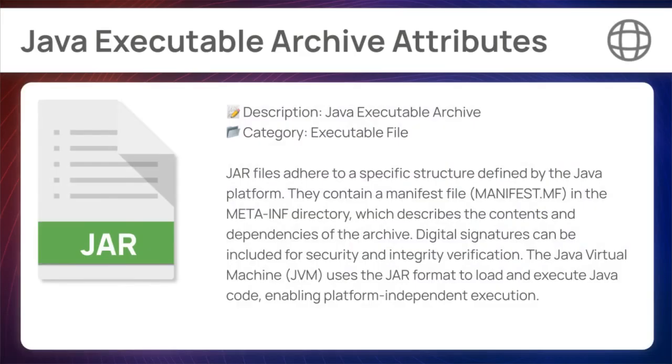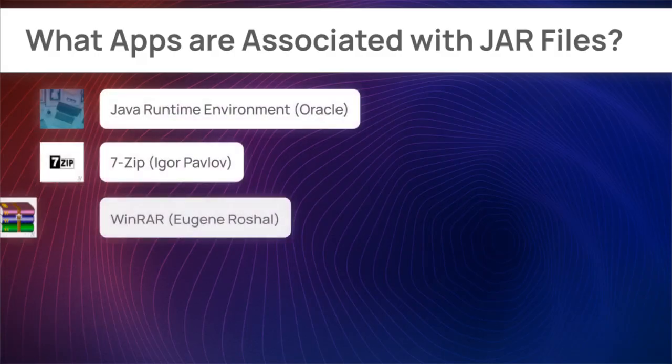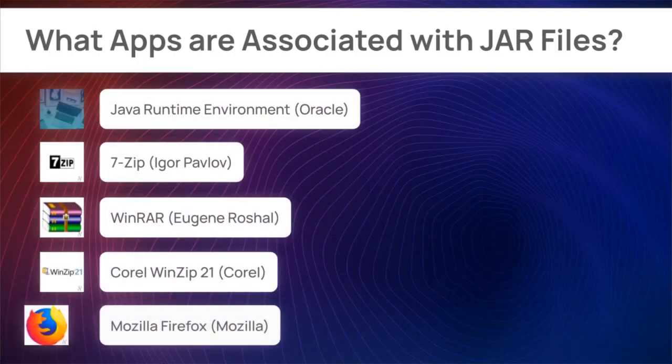They contain a manifest file, MANIFEST.MF, in the META-INF directory, which describes the contents and dependencies of the archive. Digital signatures can be included for security and integrity verification. The Java Virtual Machine, JVM, uses the JAR format to load and execute Java code, enabling platform-independent execution. The standard opener for JAR is known to be Java Runtime Environment, developed by Oracle.